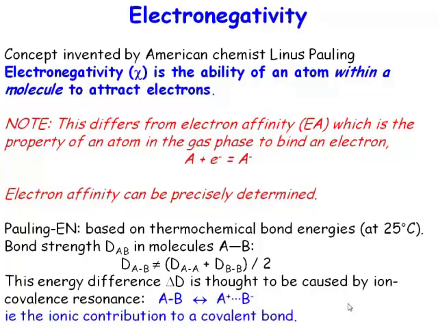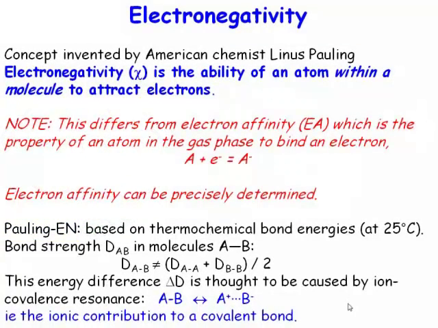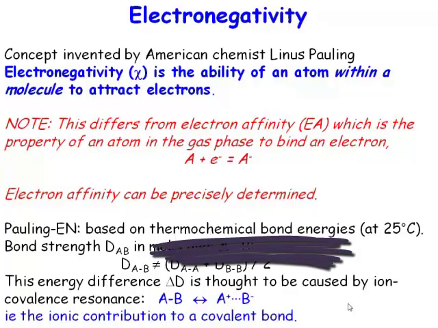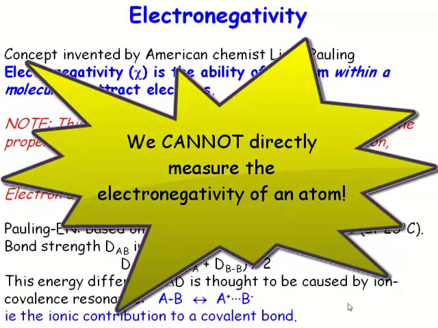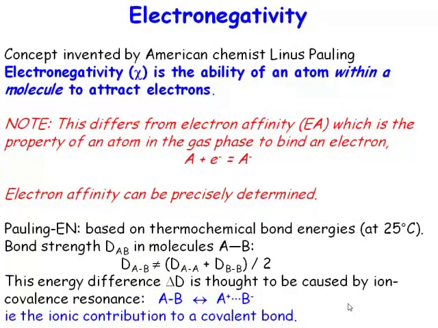Now, Pauling. What was Pauling up to when he came up with these electronegativity values? Well, these electronegativity values are actually based and derived from thermochemical measurements. So we cannot directly measure the electronegativity of an atom, but it can be inferred if you collect together lots of thermochemical data from lots of different compounds. And that's what Linus Pauling did.